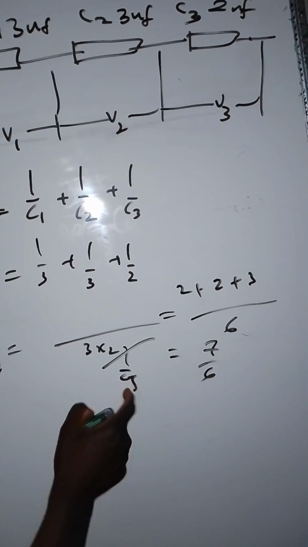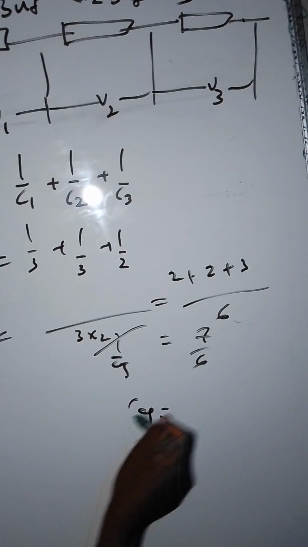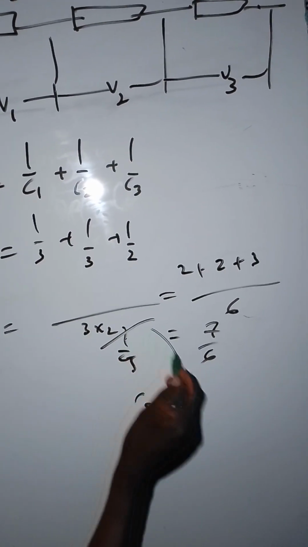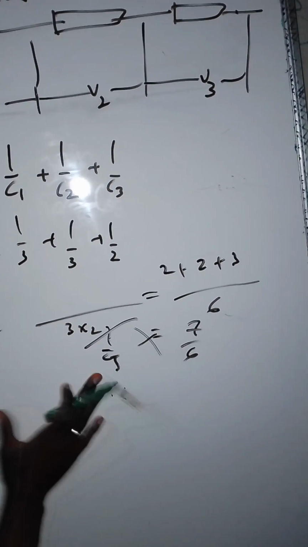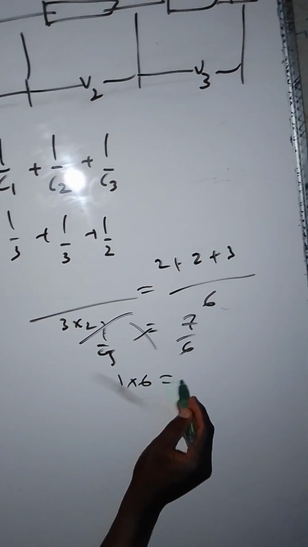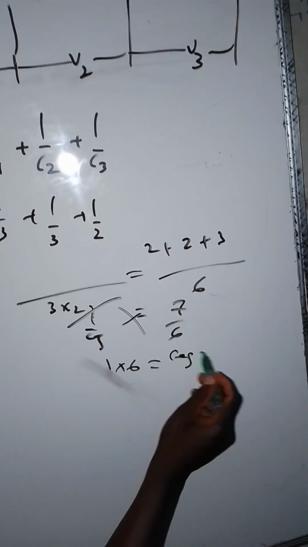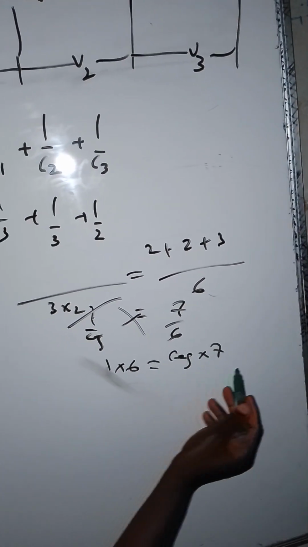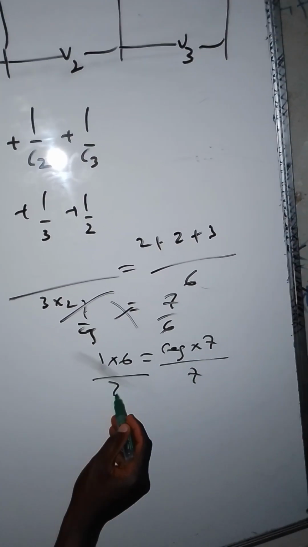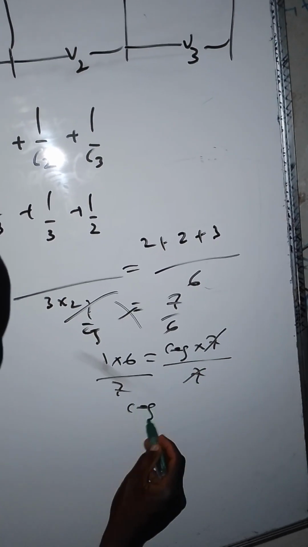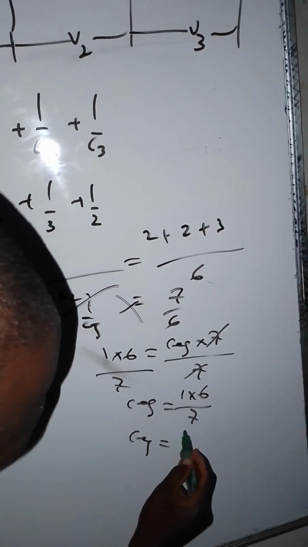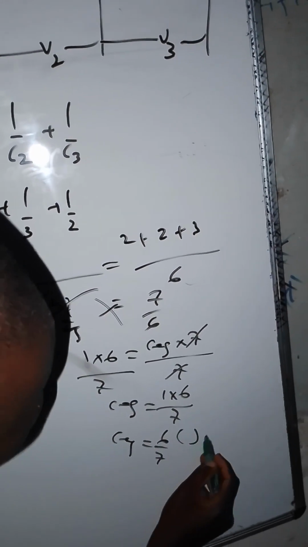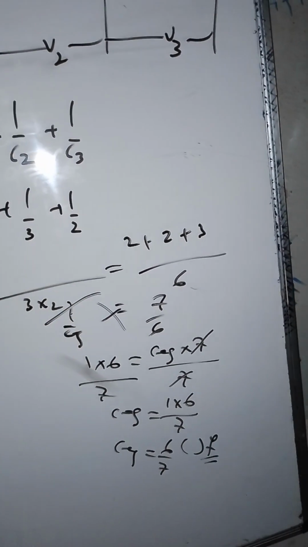You find the C equivalent. Cross multiply, this times this, we have 1 times 6 equals C equivalent times 7. I want to make C equivalent the subject of the formula, divide by 7, divide by 7. 7 cancels 7. C equivalent equals 1 times 6 all over 7. C equivalent equals 6 over 7. And the unit is in farads.